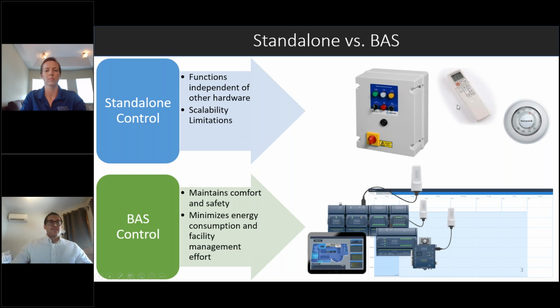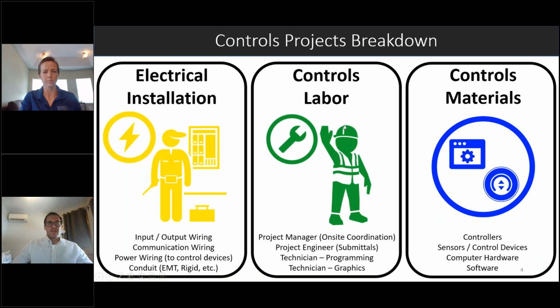So with that, let's go ahead and jump into what really goes into a BAS project. So there's 3 main categories that it gets broken down into. That's electrical installation, which covers your input output wiring, your communication wiring from controller to controller. The input output wiring is just wiring to sensors, valves, actuators, all those different control devices, COM wiring between controllers. You can have power wiring as well.